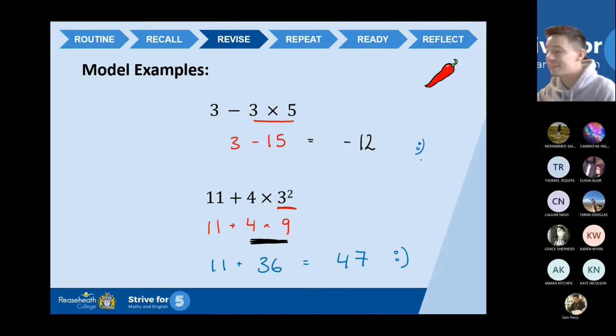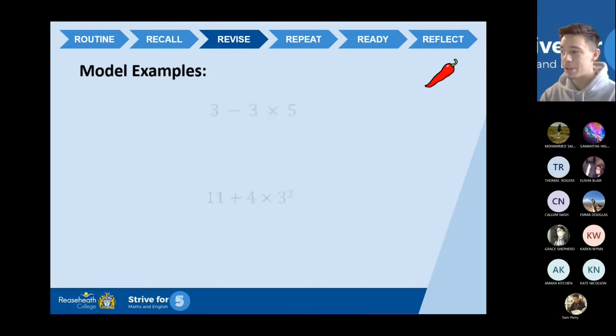Okay. So that's how I tackle BIDMAS. I focus on the bit I need to do, I get my answer, and then I drop it down a few levels. That's why working out space is quite important with this. So make sure you've got your pen and paper handy.